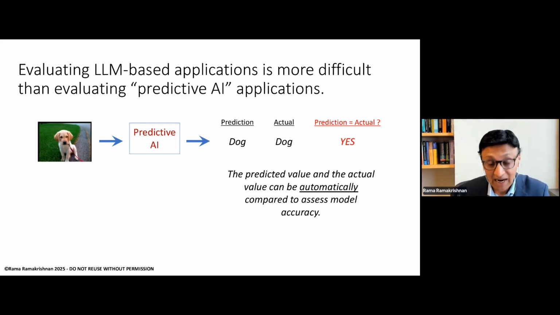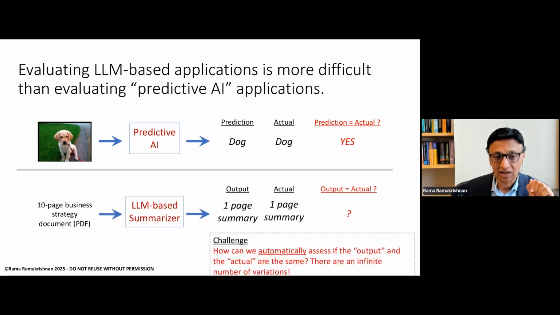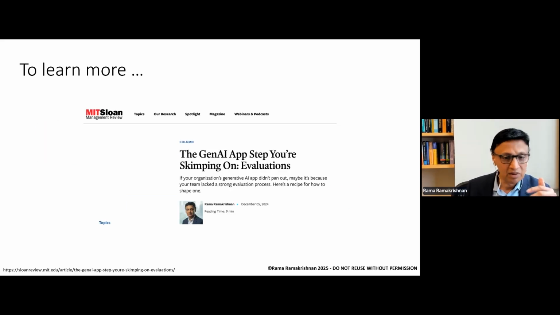So you can automatically assess accuracy. But if you have an LLM-based, say, summarizer, which takes in a 10-page document and gives you a 1-page summary, even if you have a good summary to compare it with, how do you compare 2 summaries and say, yeah, they're actually the same? It's not very easy. How do you do it automatically? It's not obvious because there are an infinite number of variations here. And so typically people use something called an LLM as a judge and so on and so forth.